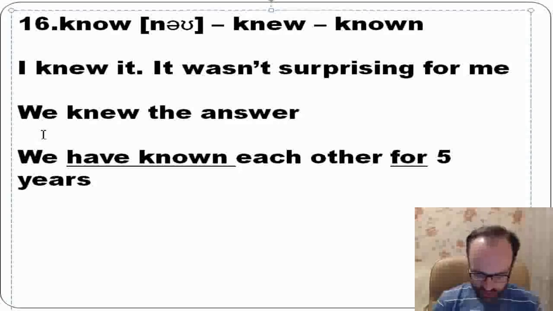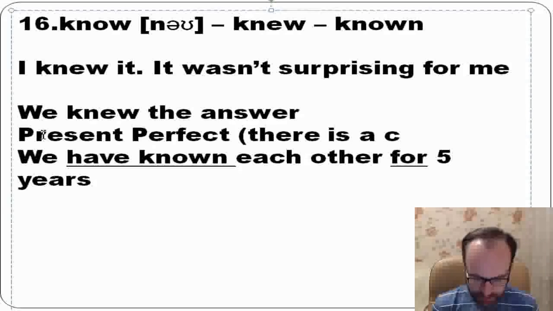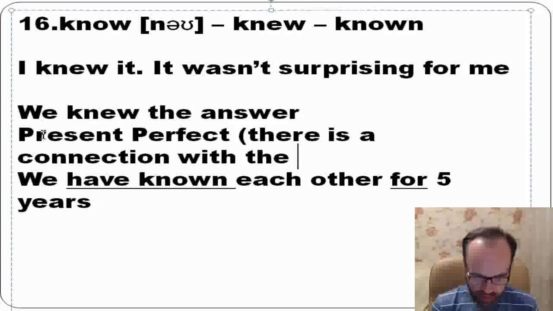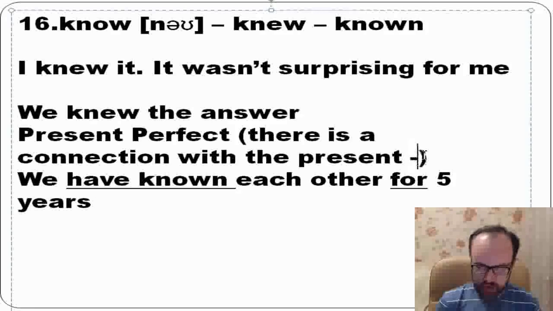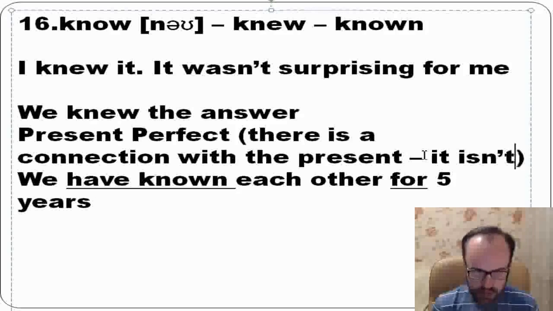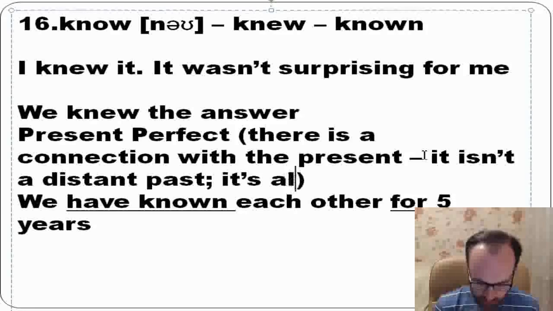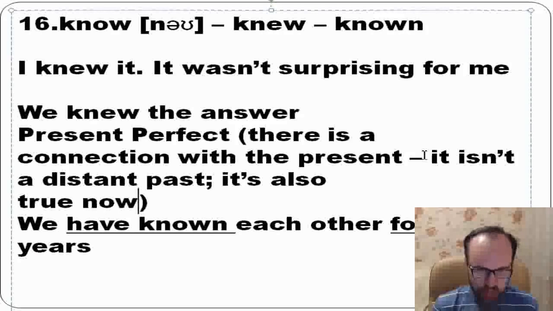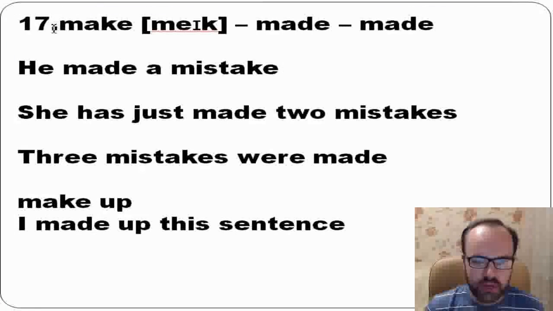Because of for. You know that present perfect, I think this tense is quite simple. So there is a connection with the present. So we have known each other for 5 years. So it isn't a distant past. It's true now. Okay? It isn't a distant past. It's also true now. Okay, so yes, there is a connection with the present. It isn't a distant past. It's also true now.